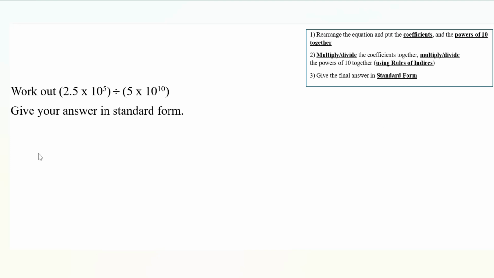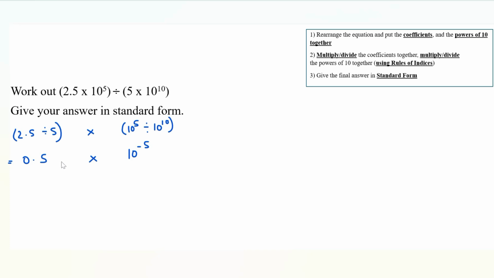We've got another question here. In this one, we're dividing. So I've got the three-step process here up on the screen. So first, we need to rearrange the equation again, put the coefficients together and the powers of 10 together. So if we work this out here, we're going to get 2.5 divided by 5 multiplied by 10 to the power of 5 divided by 10 to the power of 10. This will give us 0.5 multiplied by 10 to the power of minus 5, as we are minusing the powers.